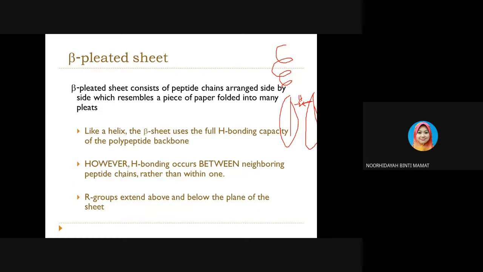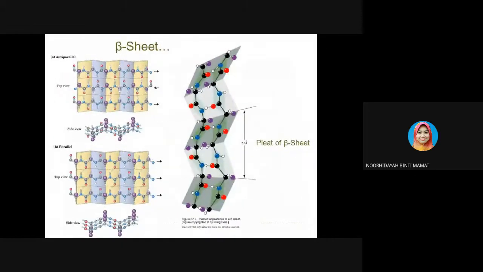However, the hydrogen bonding occurs between neighboring peptide chains rather than within one. In the alpha helix, the hydrogen bonds are within one polypeptide, but in the beta pleated sheet, they have hydrogen bonding between neighboring peptide chains. The R groups extend above and below the plane of the sheet. So this is the figure of the beta sheet.